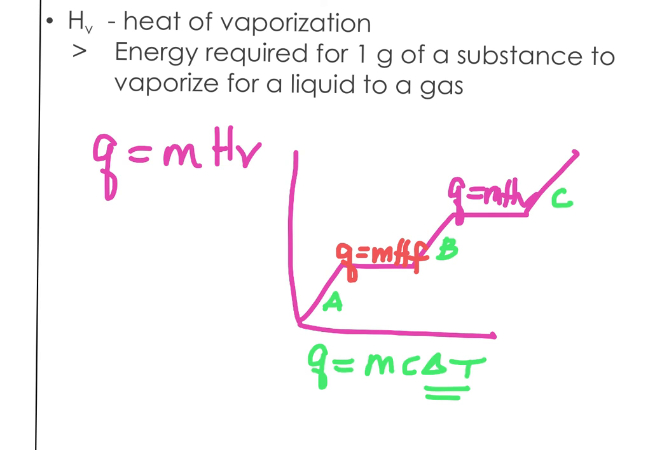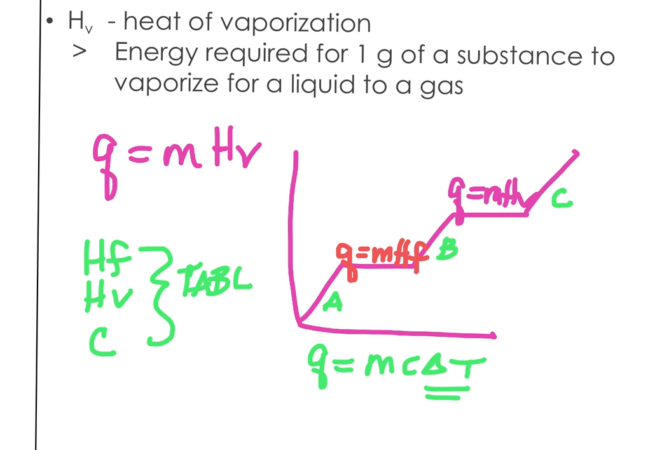HF, HV, and c are all constants found in Table B on the front of your reference table. You don't have to memorize them. And the formulas, all of them, this one, and this one, are all found in Table T on the back of the reference table.